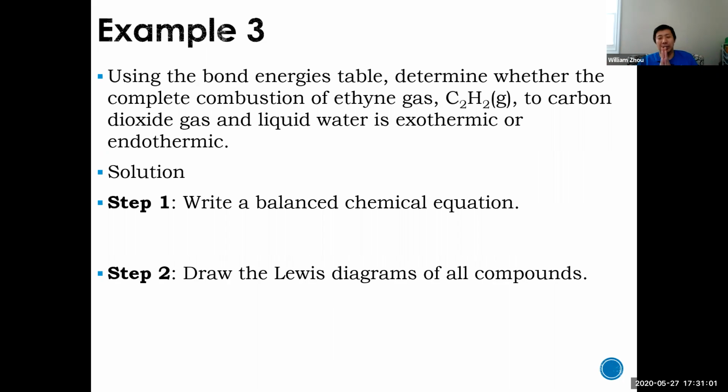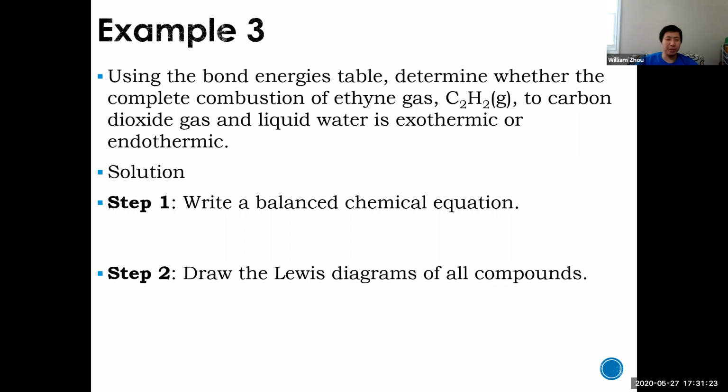To do that, you have to balance the equation, and you have to draw the Lewis diagrams. I'll do this part for you because that is something we learned quite a while back. Let's not waste time on that. Write a balanced equation. You have the complete combustion of ethylene.